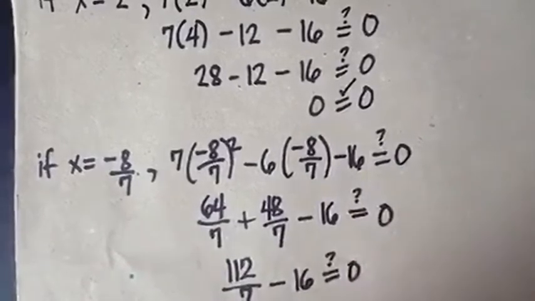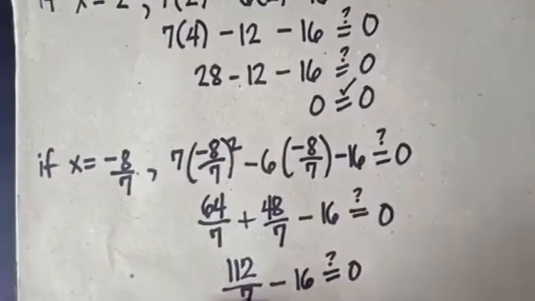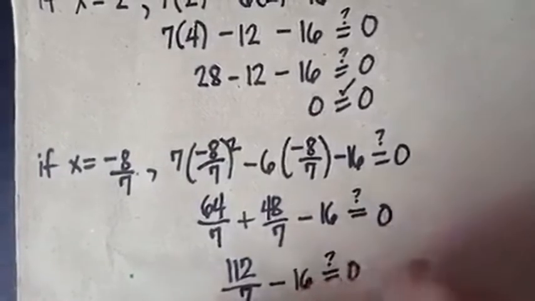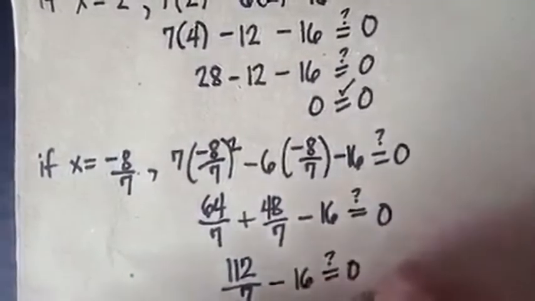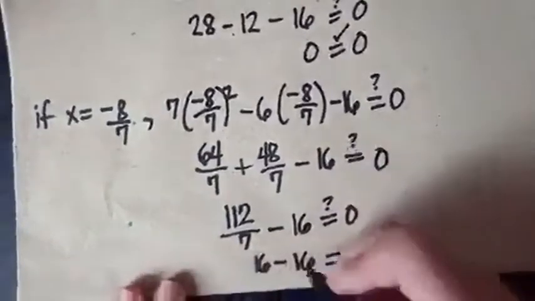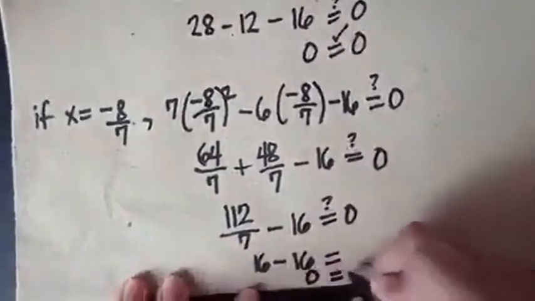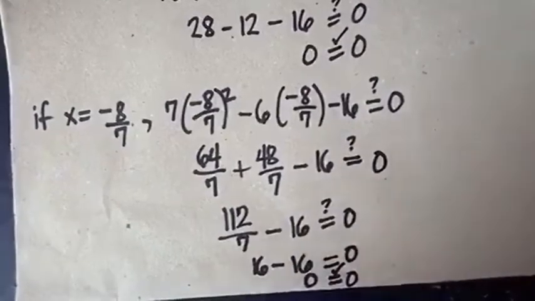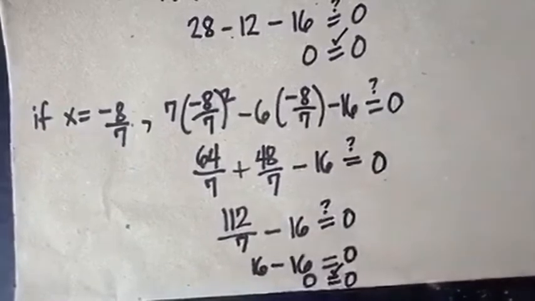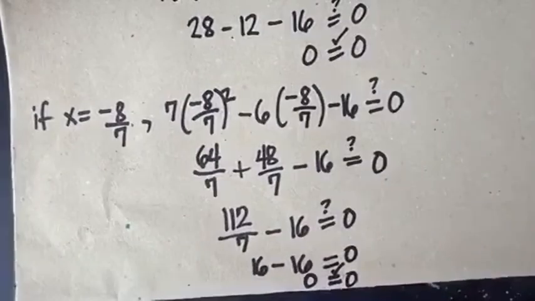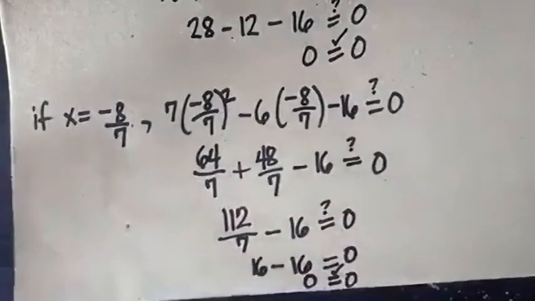Tama? So, 112 over 7 is actually 16. Pwede natin kasi siyang i-reduce. So, 16 minus 16 is 0. So, therefore, negative 8 over 7 is also a real solution or a real root. So, that means both of our roots are real solutions.